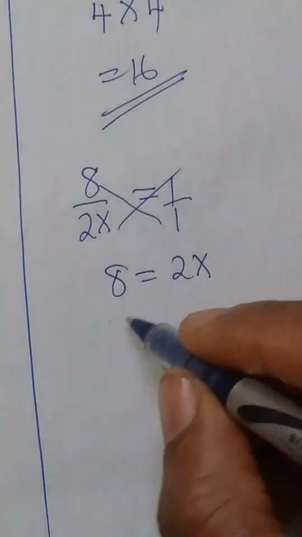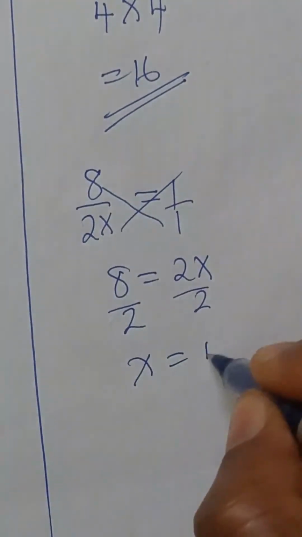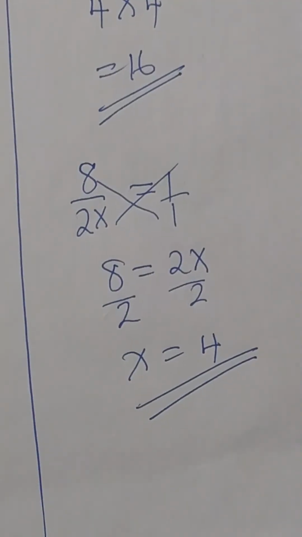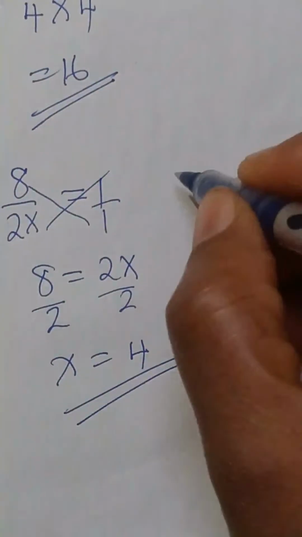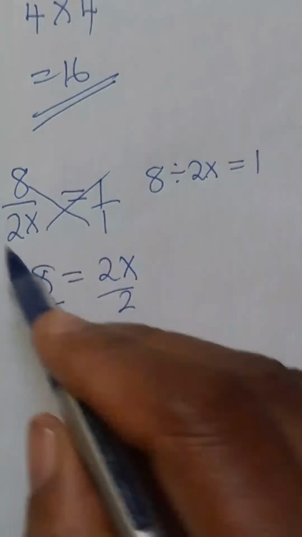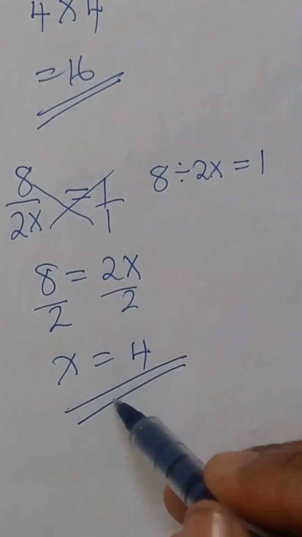You have 8 equals 2x, divide here by 2, divide here by 2. So our x is equal to 4. Also, Tracy has solved it. So it is easy. These questions are easy. But if you leave it in the form of 8 divided by 2x equal to 1, you'll be confused. Just put it in this form. You equate it to 1, then you cross multiply and you solve it out to get this.